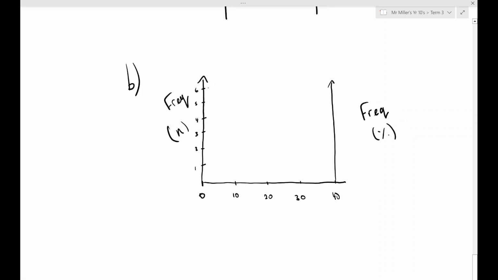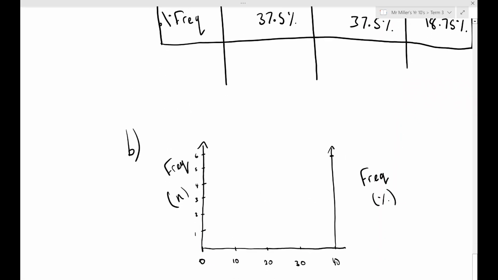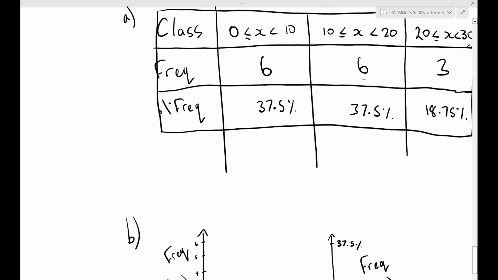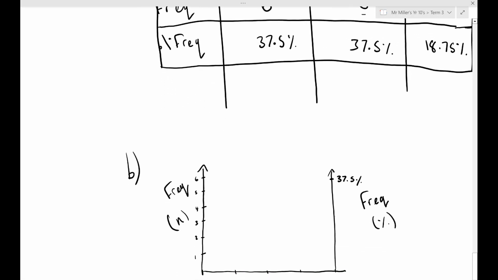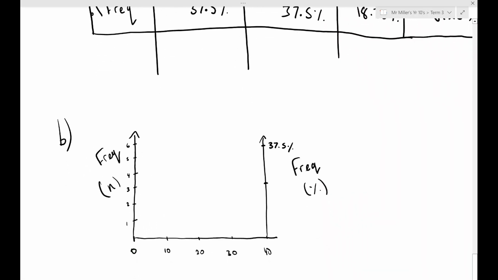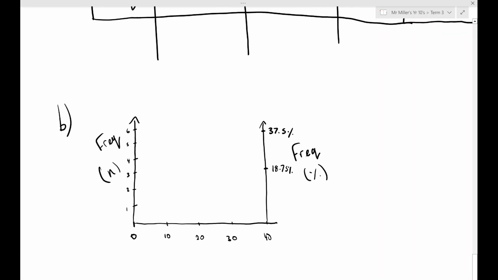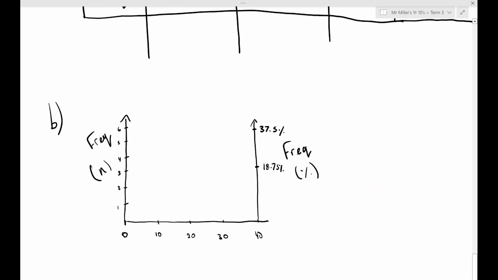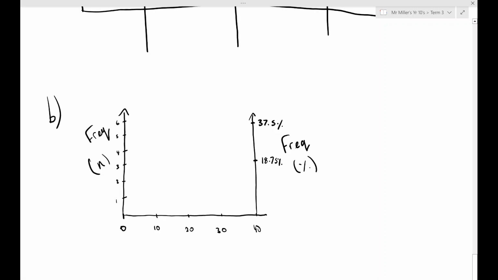And so 6 is going to correspond with a frequency of 37.5%. And we know 3 is going to correspond with a frequency of 18.75%. So it's pretty arbitrary what I'm picking my scale to be. And that's fine, because we're just looking to fit data to this in an accurate way.